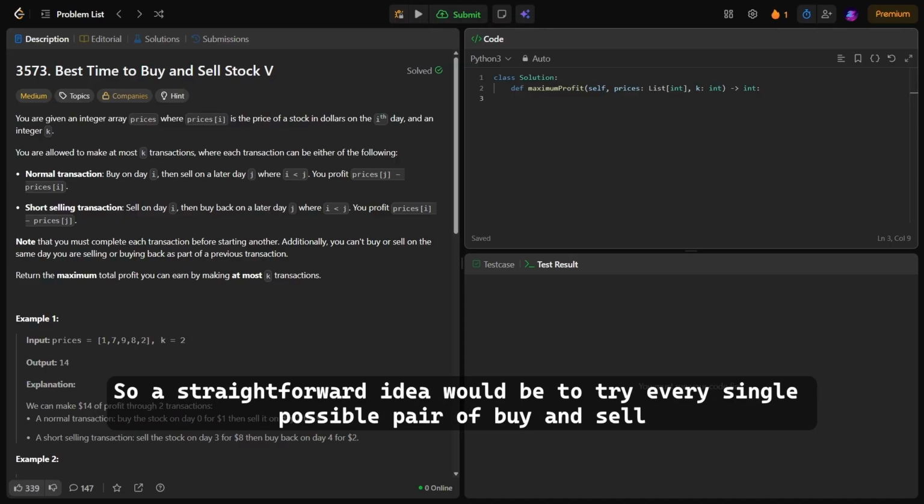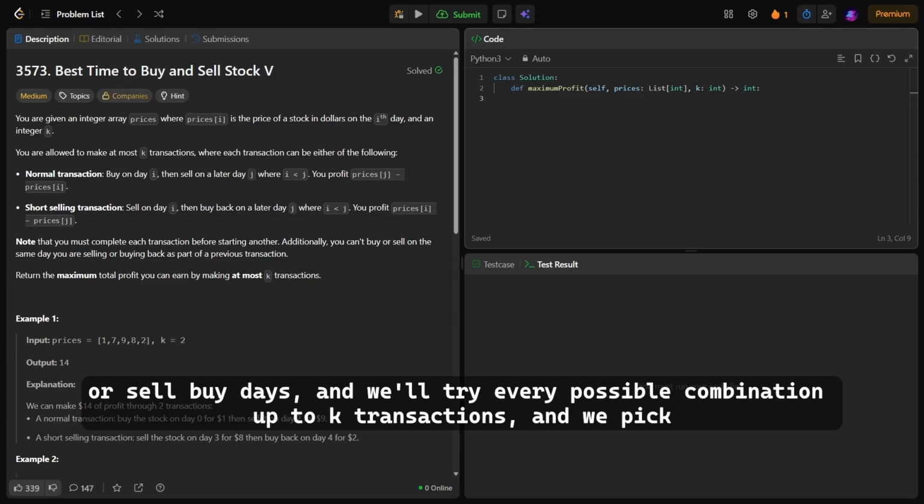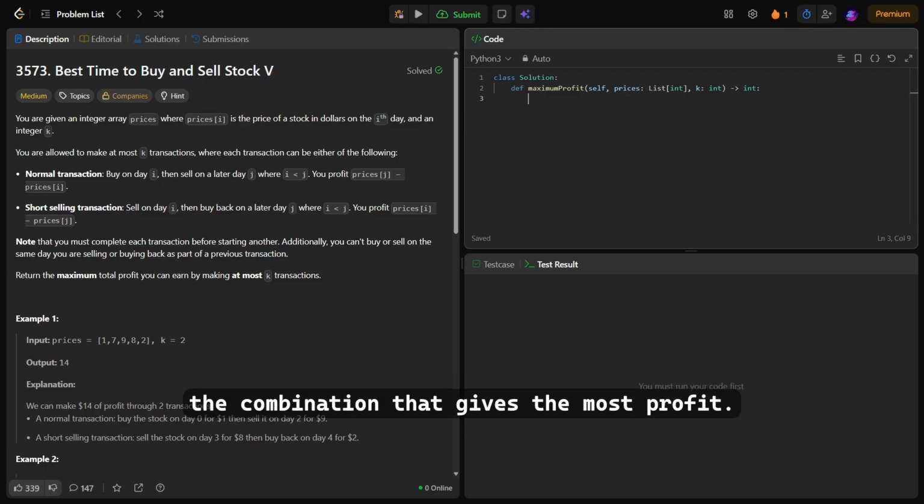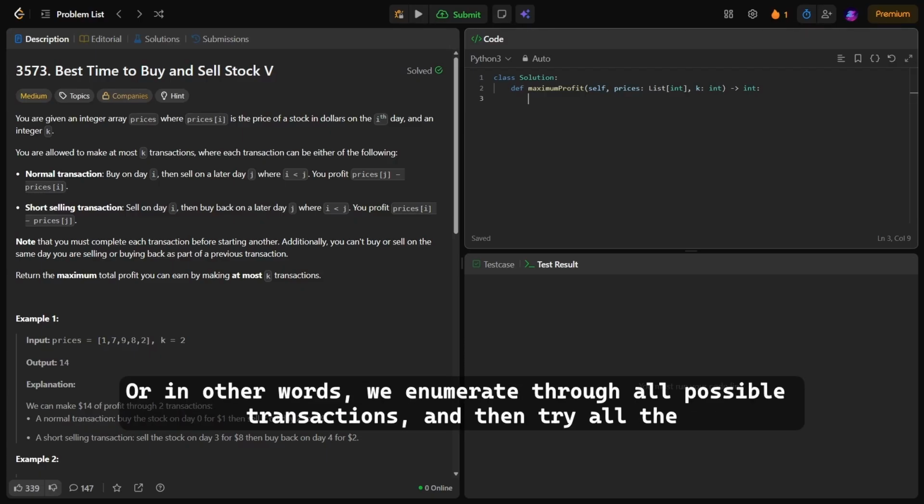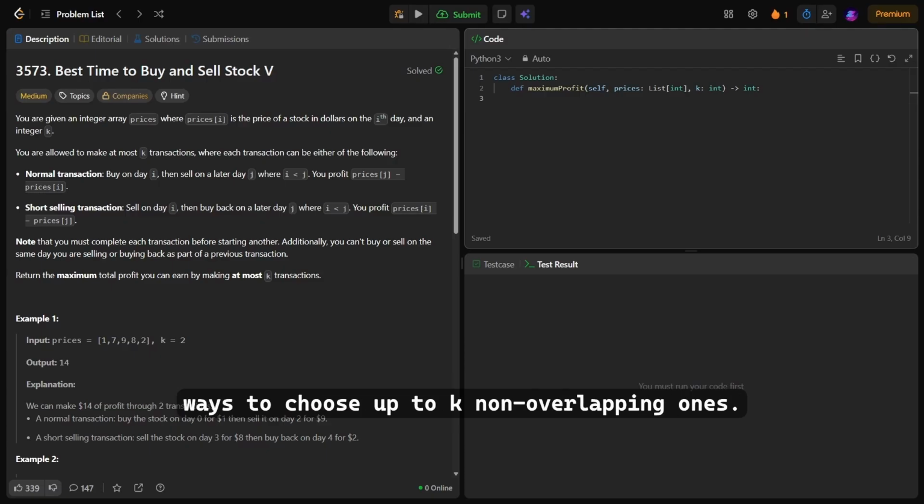So a straightforward idea would be to try every possible pair of buy and sell, or sell and buy, days, and try every possible combination of up to k transactions, and pick the combination that gives the most profit. Or in other words, we enumerate all possible transactions, and then try all the ways to choose up to k non-overlapping ones.